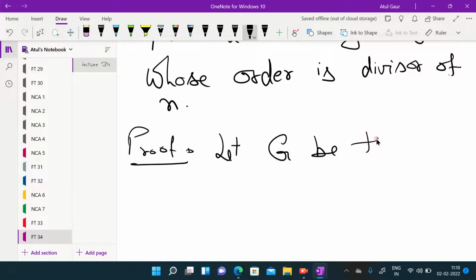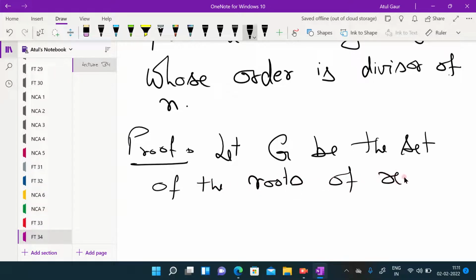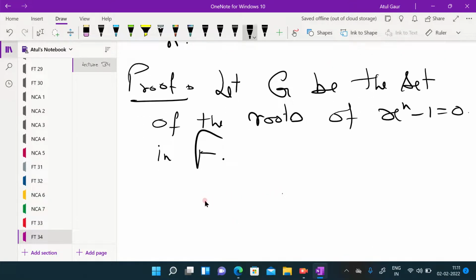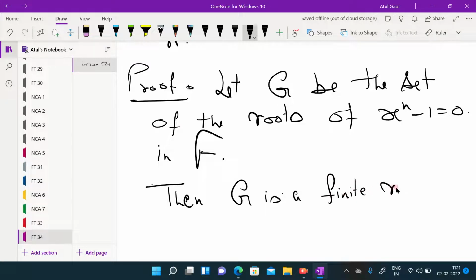Let's say G be the set of all the roots of x^n minus 1 equals 0 in F. F is any given field. So naturally this G is closed under multiplication. I mean G is a finite multiplicative group. Is that fine? G is a finite multiplicative abelian group naturally, क्योंकि फील्ड में तो मल्टीप्लिकेशन अबेलियन है ही.